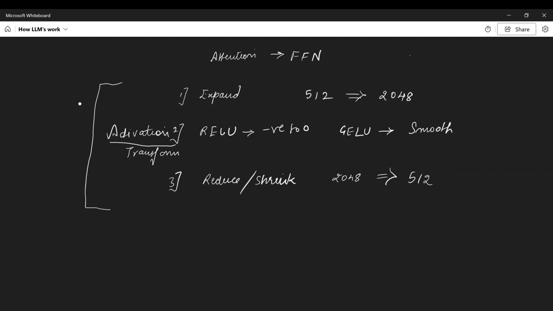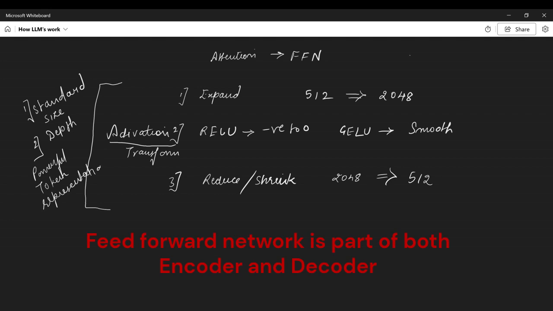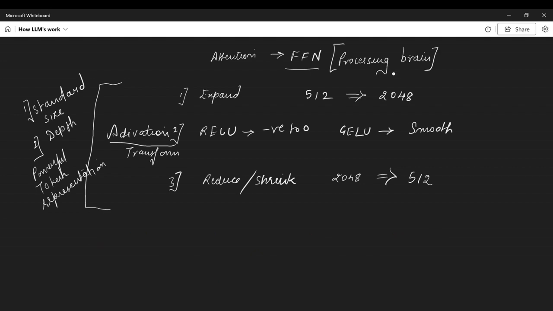And why do we do this process of expanding, activating, and shrinking? Because this combination expands information, transforms it non-linearly, and returns it to standard size. And this gives the model more expressiveness, more depth, ability to learn complex language patterns, and more powerful token representation. This is why the feed-forward network is also called the processing brain inside each transformer block. So the first linear layer makes the vector bigger, more space to learn features. Second is activation, which adds intelligence, non-linear transformation. And the second linear layer shrinks it back, fits into the model pipeline. Feed forward is like giving each word a private thinking session after activation.